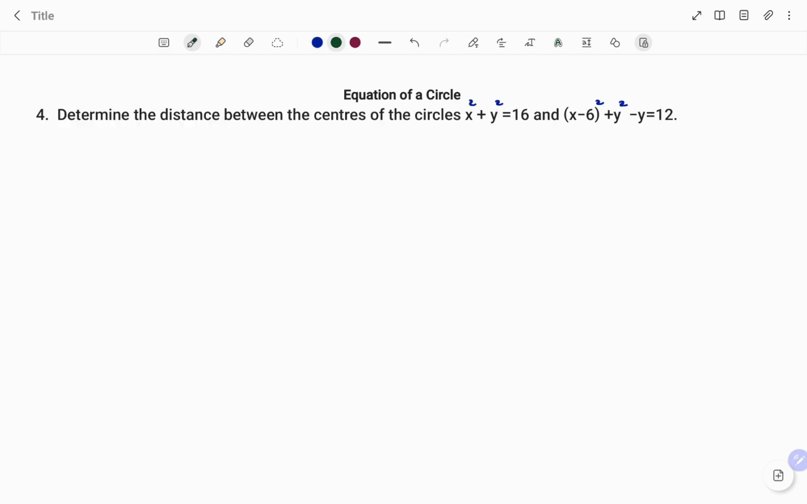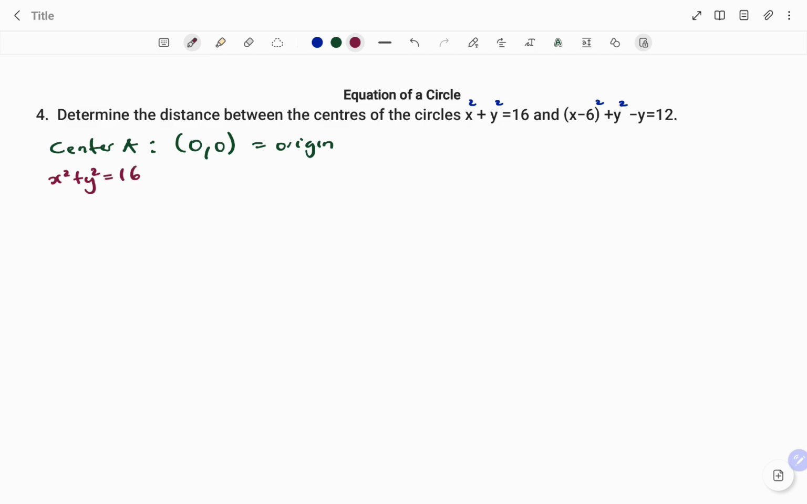So for the first circle, I'm going to call that a circle with center A. So I say to find the coordinates of the center A, if you look at the equation of the circle, we have x squared plus y squared equals 16. So what that means is it's at 0 and 0. That's the origin.